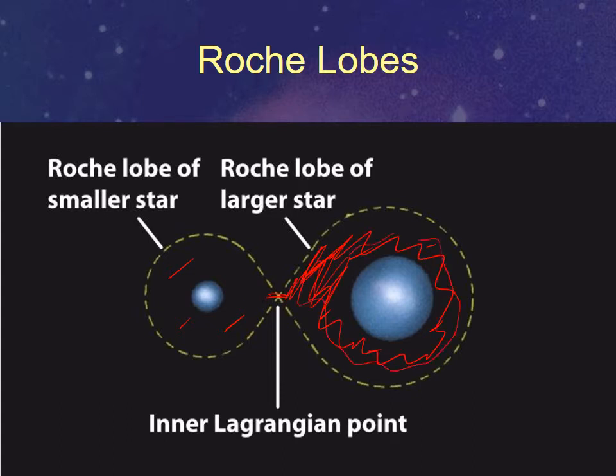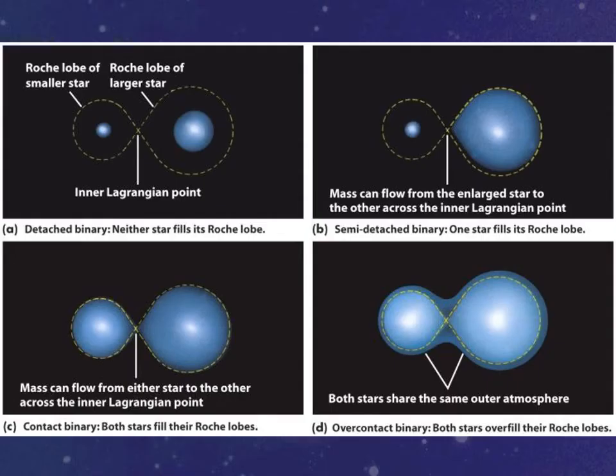And if it fills its Roche lobe, stuff that's right in the middle can actually spiral into the other star. Well, what's the outer parts of this star? It's mostly hydrogen. So they'll be dumping hydrogen onto the smaller star. So that's going to lessen the mass of the big star and increase the mass of the small star.